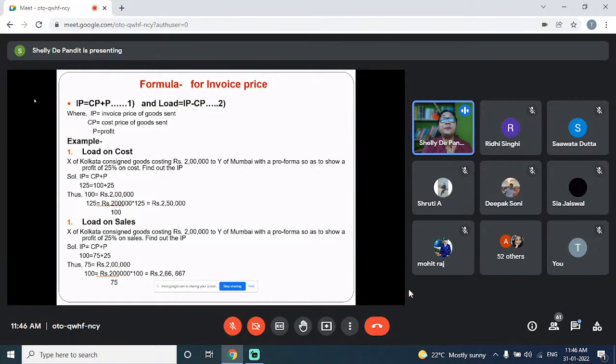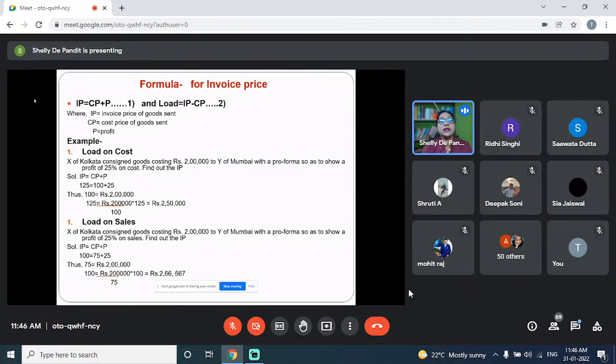But what we have to know is that in the problem, you have to concentrate on two things. First of all, what has been sent. In this example, go to the load on sales example. What has been written? X of Kolkata consigned goods costing rupees 2 lakh to Y of Mumbai. First of all, we have to concentrate on the amount, and just before the amount, what is written, that is the most important thing. It is written as cost, costing, right?